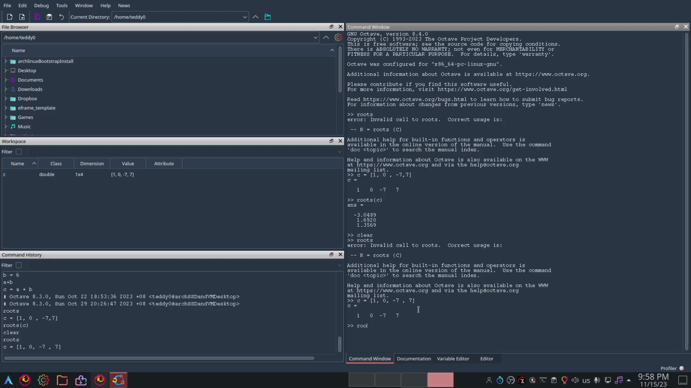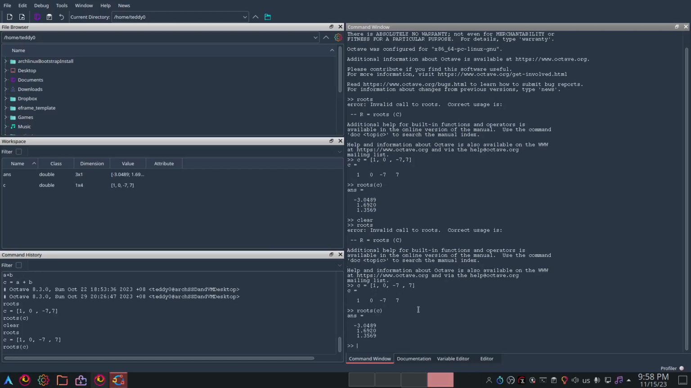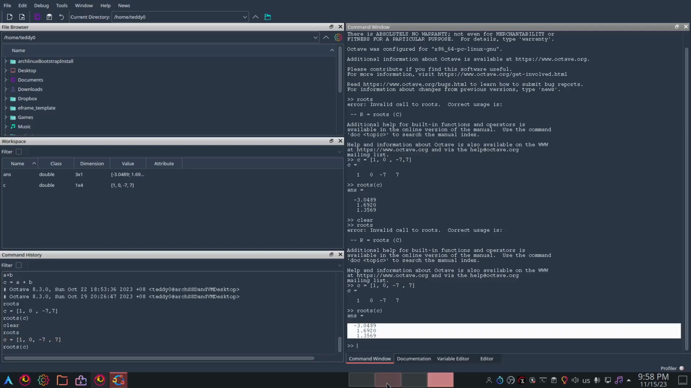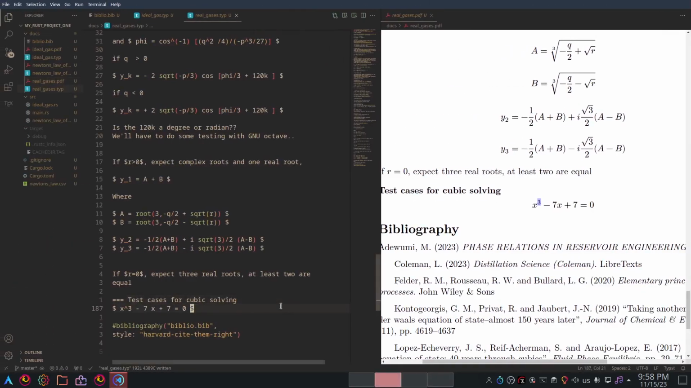To find the roots, we just use the roots function and put C in as an argument. We will get the roots here: -3.4089, 1.6920, 1.3569. Okay, these are approximate roots, but this will be a good basis of comparison. I'm going to copy and paste this right here.